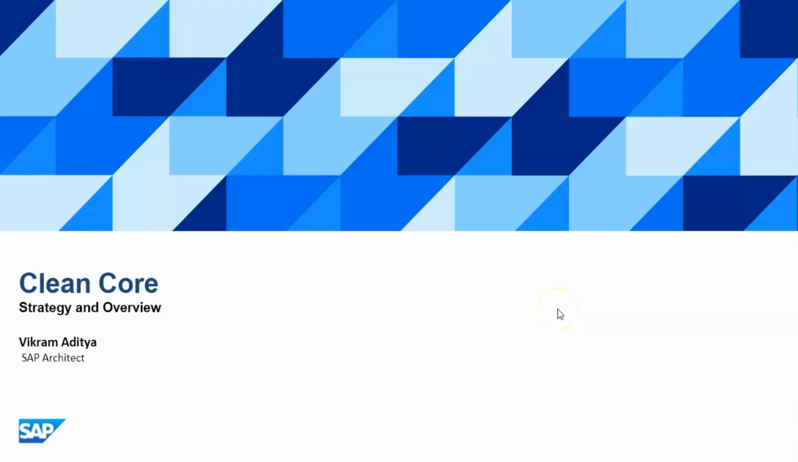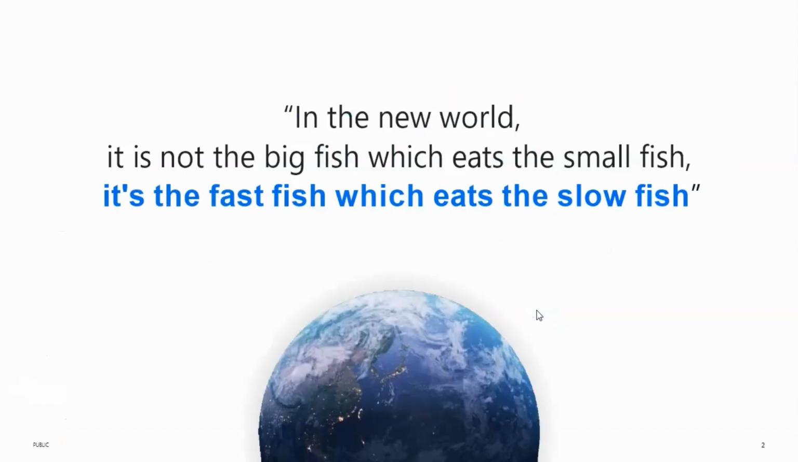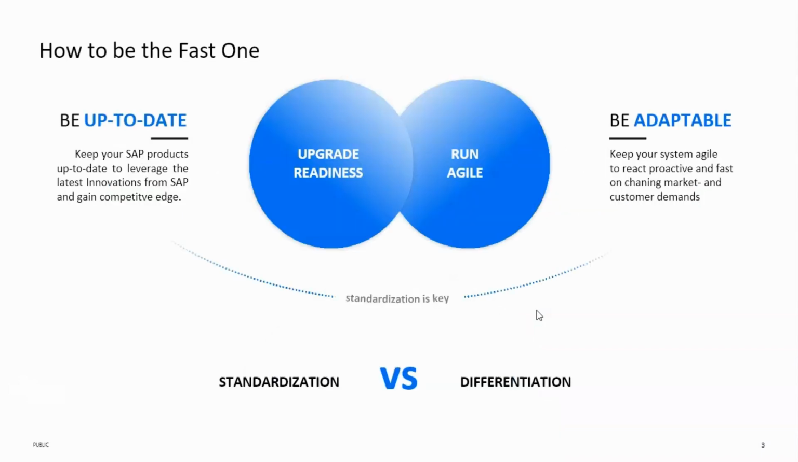And let's get started with the Clean Core strategy and overview. So in the new world, it is not the big fish which eats the small fish. It's the fast fish which eats the slow fish. So we ought to be as fast as possible in the business. So how to be fast? Be up to date and be adaptable.